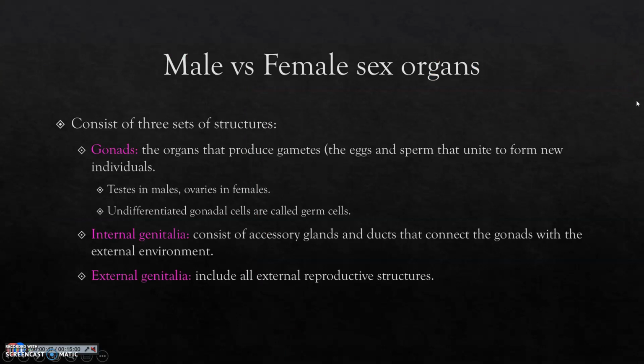All right, so we're first going to talk about the male versus female sex organs. And they basically consist of three sets of structures. And those structures are going to include gonads, internal genitalia, and external genitalia. And for gonads and males, we have the testes, and females, we have ovaries. And undifferentiated gonadal cells are called germ cells. And internal genitalia consist of the accessory glands and ducts that connect the gonads with the external environment. And the external genitalia consists of the external reproductive structures that we see.